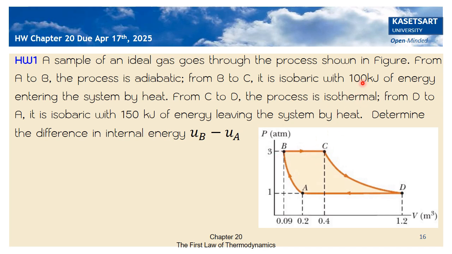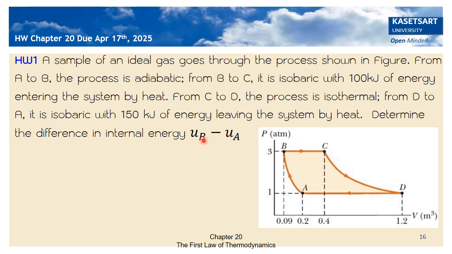So this is the heat energy for the process B to C. And from C to D, the process is an isothermal process. From D to A is isobaric with 150 kilojoules of energy leaving the system by heat. So D to A is a heat loss from the system of about 150 kilojoules. So determine the difference in internal energy, U_B minus U_A.